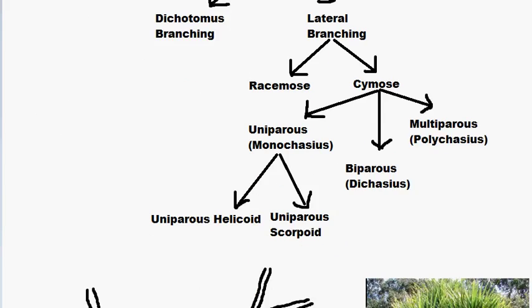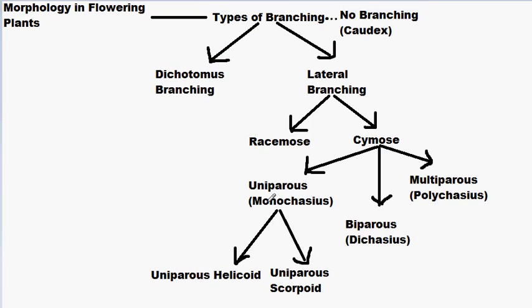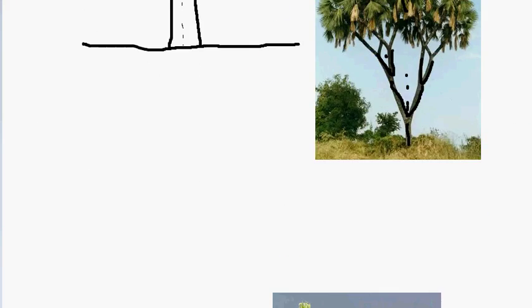So this uniparous type of branching, if you see over this diagram, I have divided into uniparous helicoid and the uniparous scorpoid type of branching. So what are these? Let us have an overview. Let us know what is the scorpoid and what is the helicoid type of branching. In the helicoid type of branching, it is uniparous, so only one branch will arise.